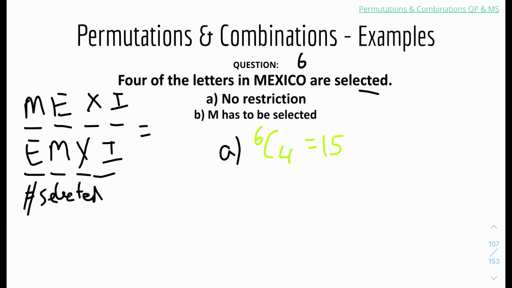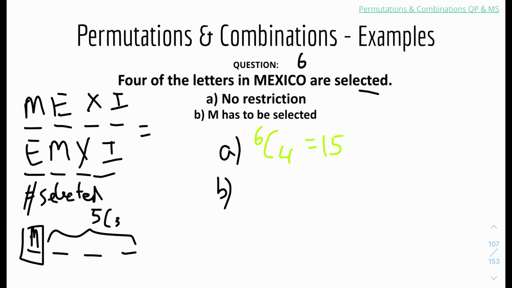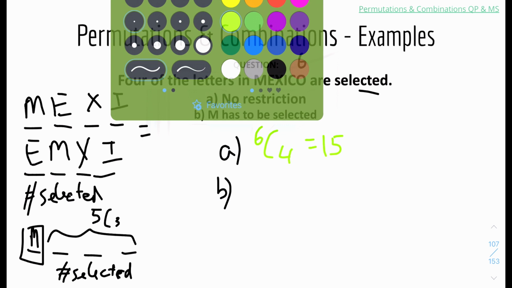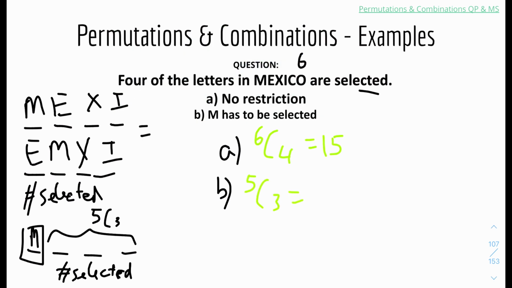Right, so for part 2, M has to be selected. So from the 4 letters right here, M is reserved. Just put the first block for M and then don't look at it. So there are 5 letters left, and 5 letters can be selected and put into 3 slots. So it will be 5C3. And therefore the answer is just 5C3, and if you put 5C3 into a calculator, it will get us 10.